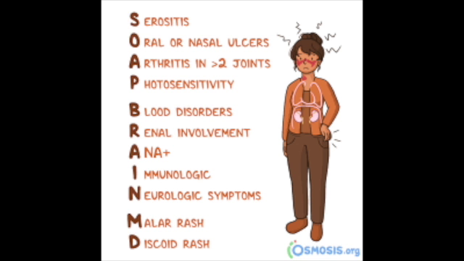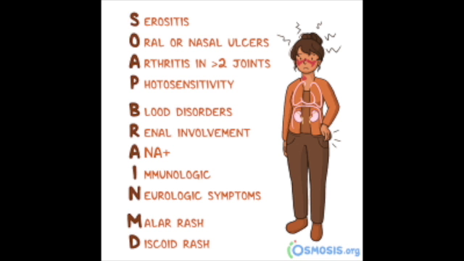So another common mnemonic to remember the different manifestations of SLE is SOAP BRAIN MD. So S is serositis, which you might have pericarditis or pleuritis. You'll have oral ulcers for O, aphthous ulcers. A, arthritis and myalgias. Look for that ulnar deviation similar to RA. P, photosensitivity, a rash from the sunlight.